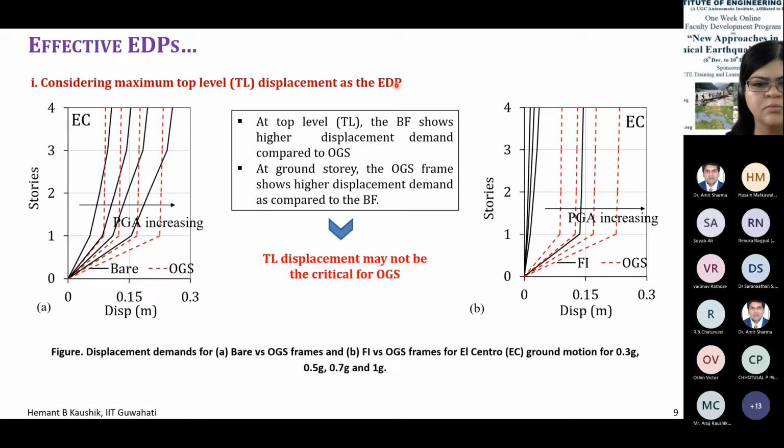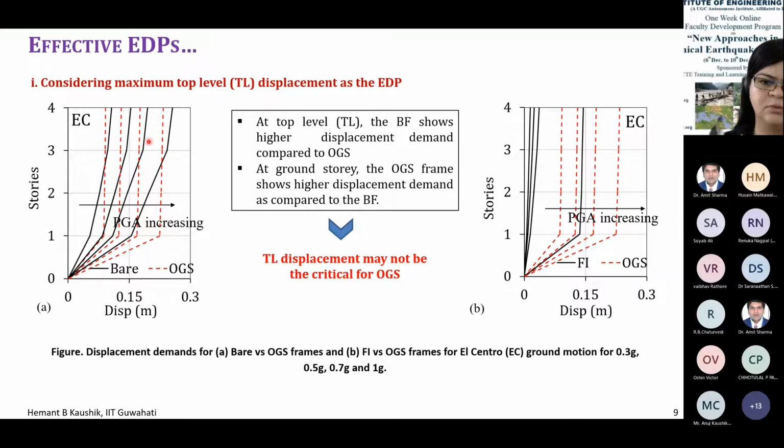So considering that displacement, I'm plotting here the relative displacement along the height of the building: the first story, second story, third story, and fourth story. And you can see here, I'm comparing these bare frame deformations with the open ground story frame deformations. As we already discussed, in the open ground story, most of the deformation is accumulated in the first story only, and the upper stories are vertical. They remain undamaged, and there's not much deformation there. But the bare frame deforms gradually from bottom to top.